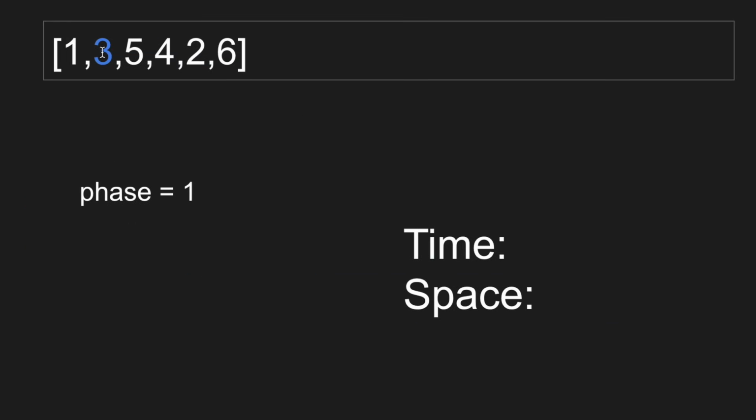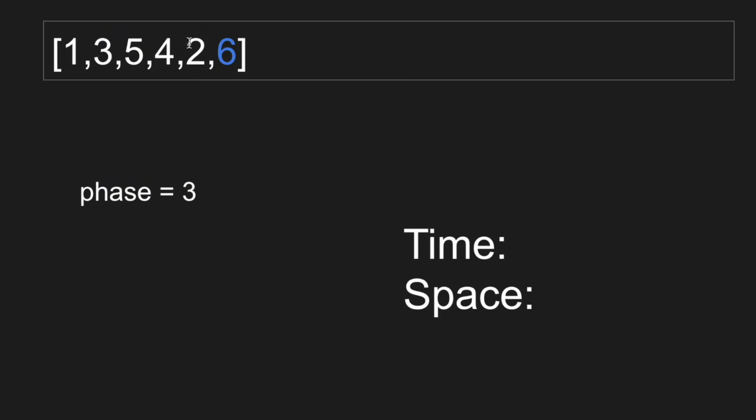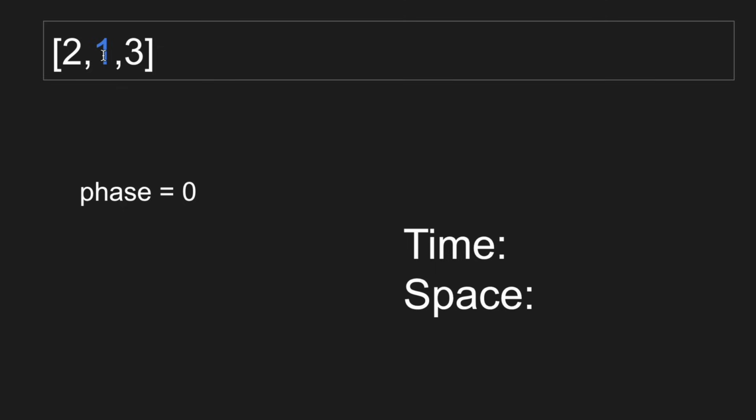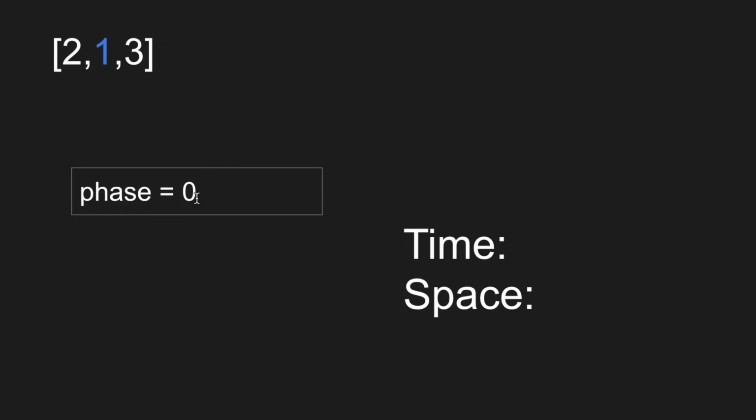So let's go through this example real quick. The number is increasing, so set it to 1, still increasing. Now it has decreased, so we set it to phase 2, still decreasing. It's increasing now, so we set to phase 3. And now that we have come to the end, the phase does equal 3, so we return true. Now if we look at this example, it is decreasing at phase 0, and that shouldn't be the case. It should increase from the start, so we return false.